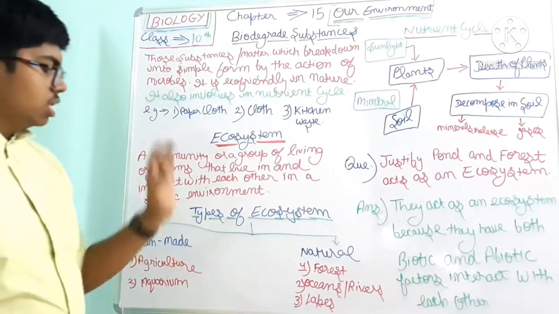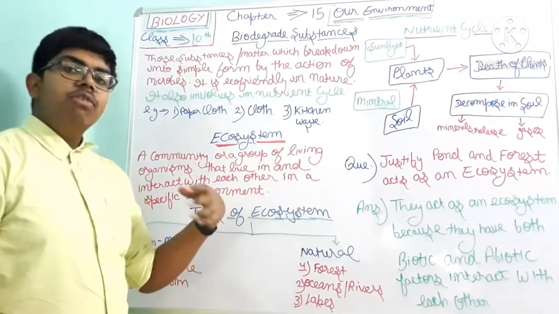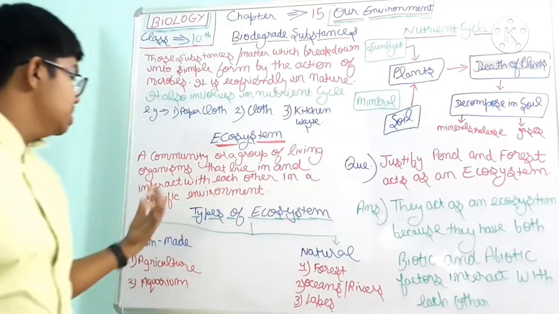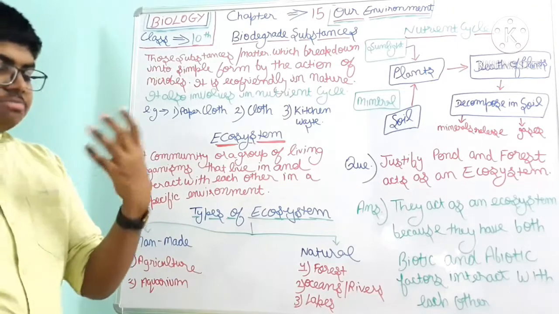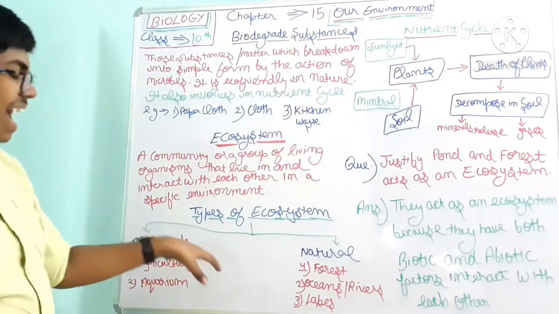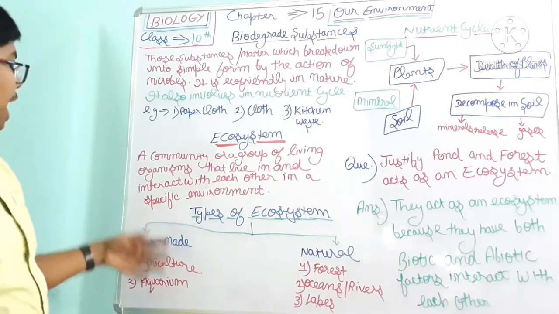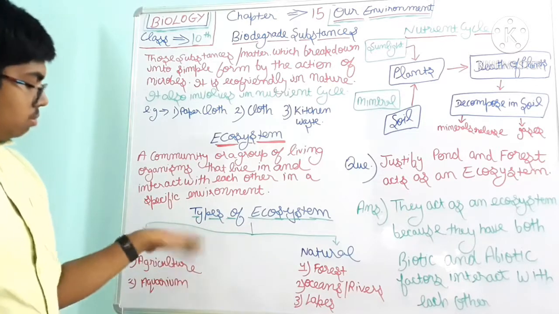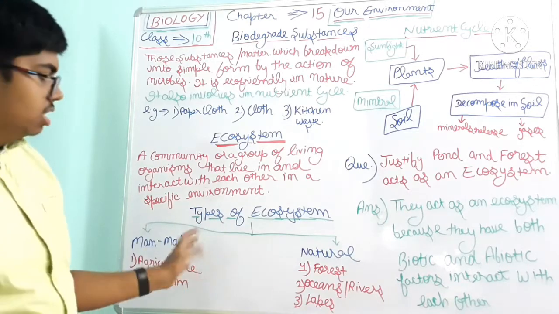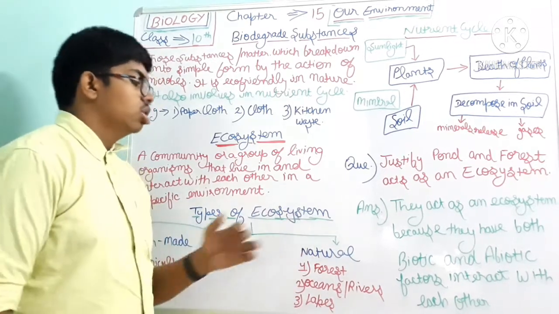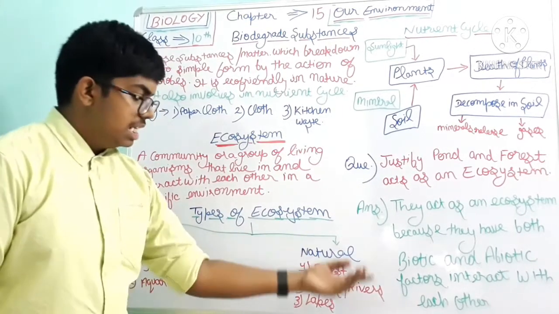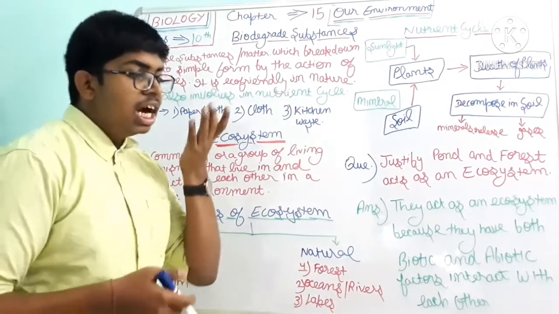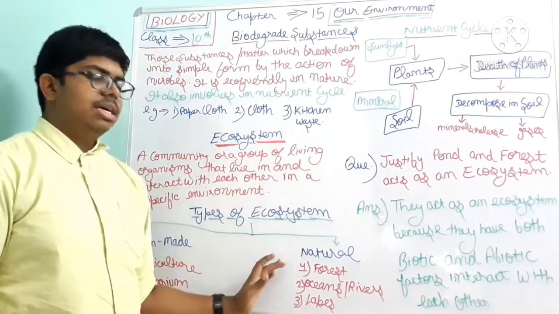Now types of ecosystem. Ecosystems are classified into two types, man-made and natural. Man-made means those created by man, for example agriculture and an aquarium. Both are created with the help of man. Natural ecosystems include forests, oceans, rivers and lakes, because they are not made by man.